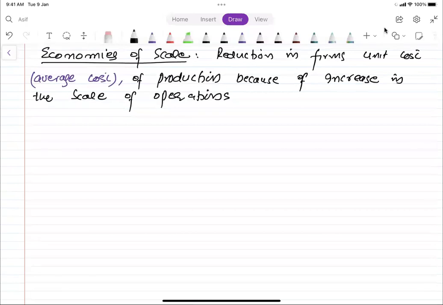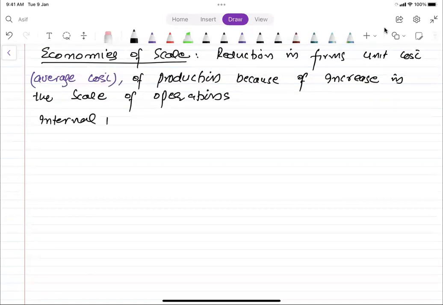Economies of scale are the benefits that help us to reduce the per unit cost, reduce the average cost of our operations, of our production. So we define it as a fall in the firm's unit cost of production because of an increase in the scale of operations. This is what we call economies of scale. There are two types of economies of scale that we are going to study. One is called internal economies and the second is called external economies of scale.